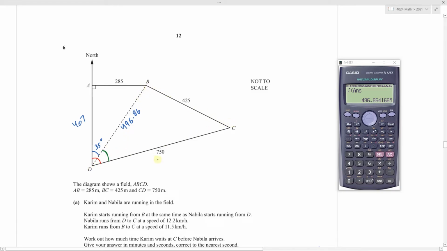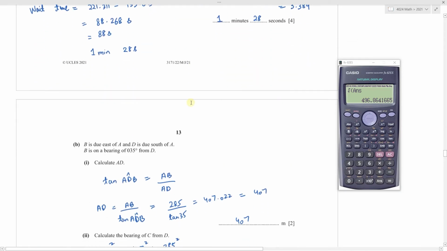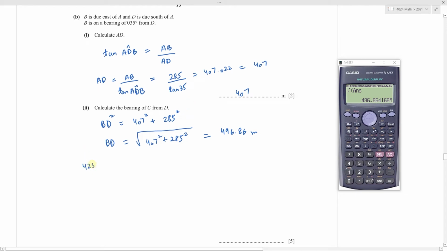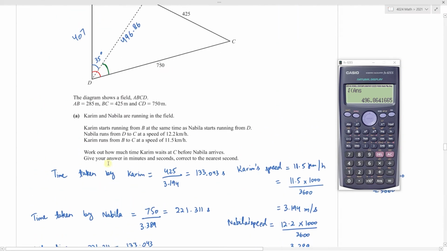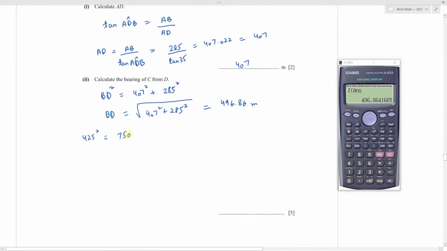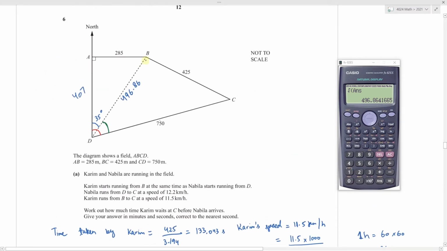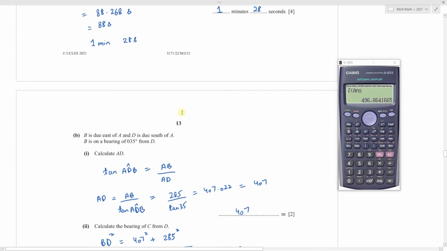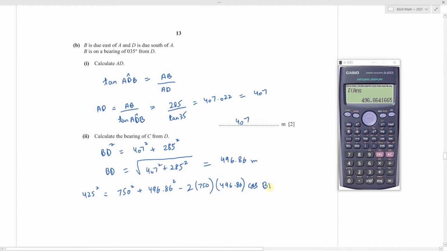Now I will try to find this angle using the cosine rule because I know all three sides of this triangle BDC. So this angle, the opposite side is this. So using the cosine rule, it will be 425 square equals the squares of two other sides added together. So that will be 750 square plus 496.86 square minus 2 times this side 750, this 496.86 into cos of this angle BDC. Angle BDC.